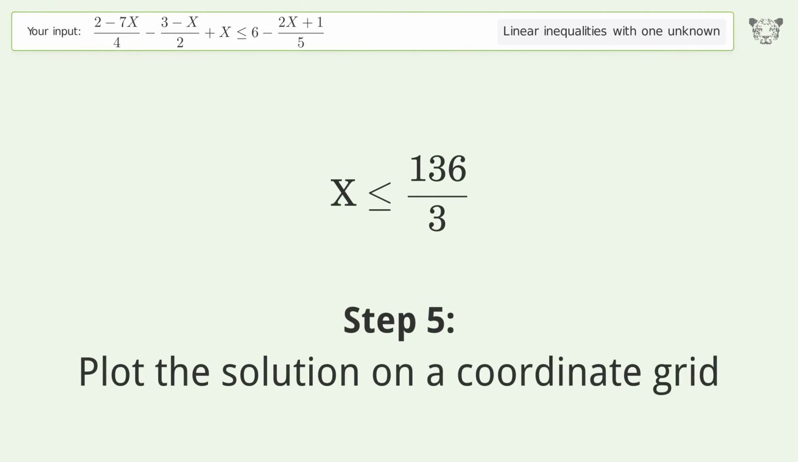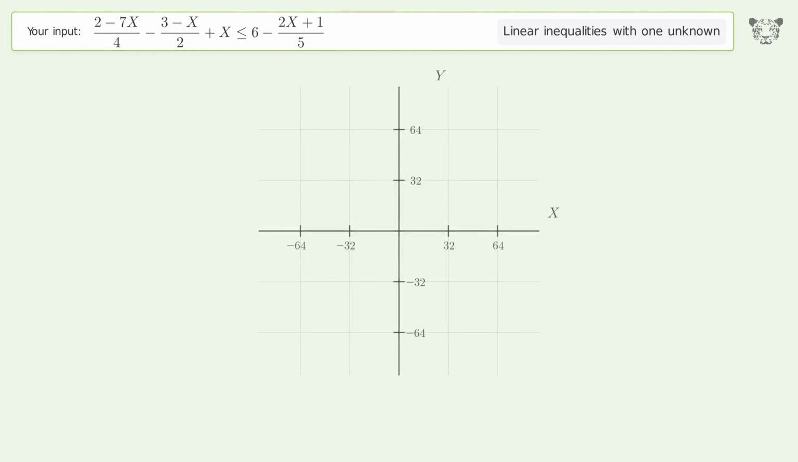Plot the solution on a coordinate grid. And so the final result is x equal or smaller than 136/3 equal or smaller than 451/3.